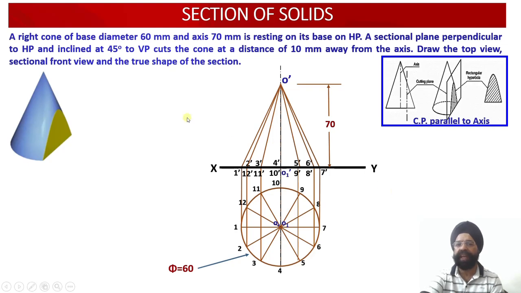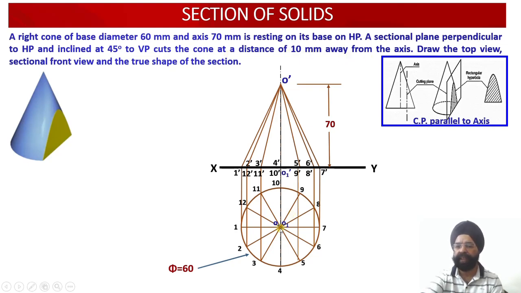Now we are given that there is an AVP, that is a sectional plane, which is perpendicular to HP and inclined to VP at an angle of 45 degree. It cuts the cone at a distance of 10 millimeter away from the axis.